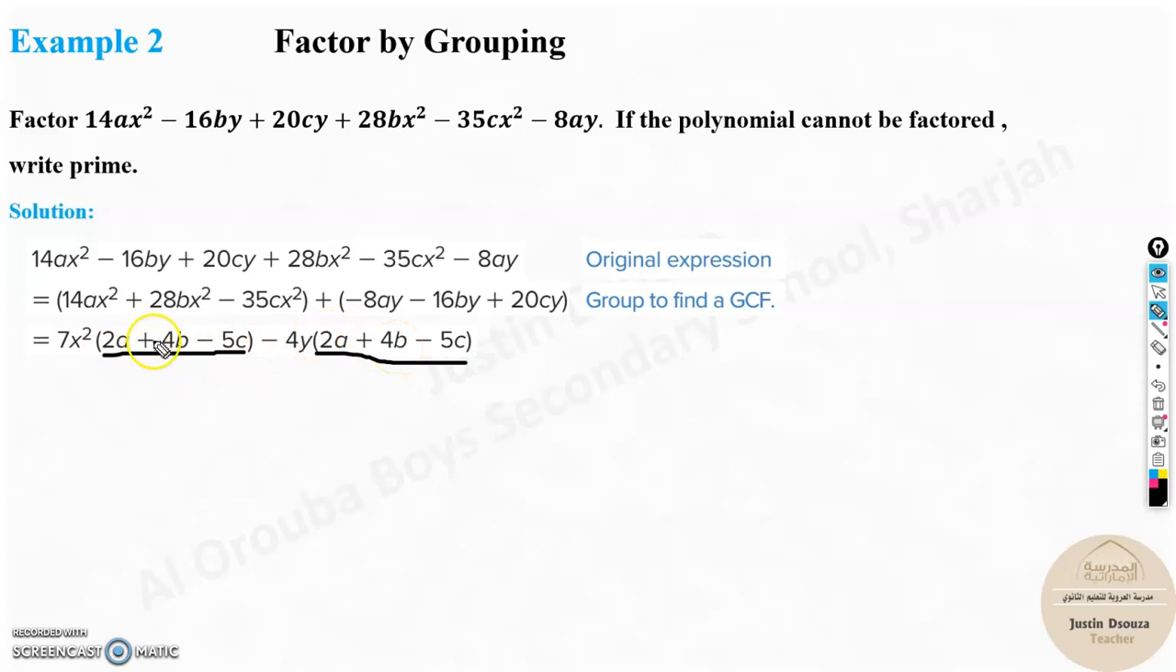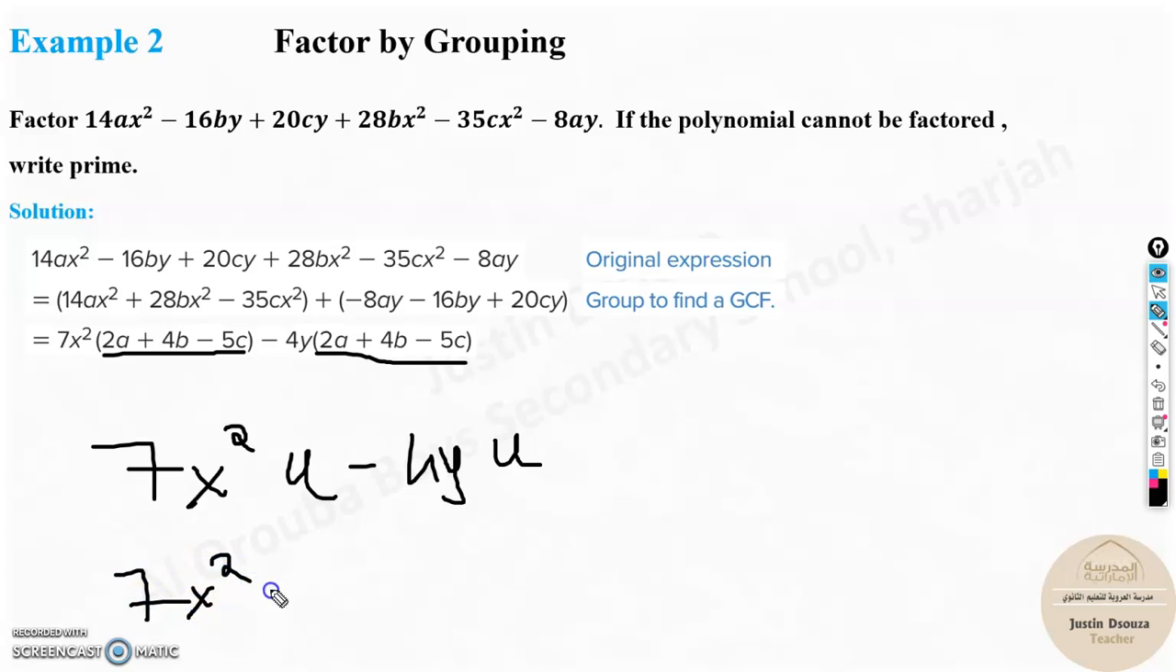Now this is similar, like imagine this is term u, okay? 7x squared u minus 4yu. Can I remove this u common out? I can remove it. So I will have 7x squared minus 4y. And what is out? You can write u. So what is this u basically? That is this entire term.